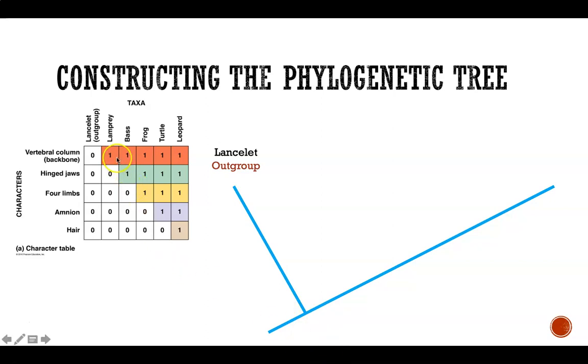So the next thing we need to do is look at which character is found most frequently in all the other groups. What characteristic does everybody else share? In this case, it's the vertebral column, or the backbone. So all of these organisms except the lancelet have a backbone. So we know that everybody on this tree has to have the backbone. The first individual, though, to have it is the lamprey. If you look, everybody has it, but the very first one that it appears in is the lamprey. So he's going to go on our tree first.